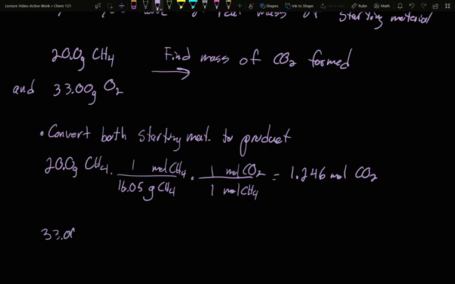If I try this with the dioxygen, 33.00 grams of O2, I need to get out of grams of O2 and into moles of O2. Well, that is 32.001.